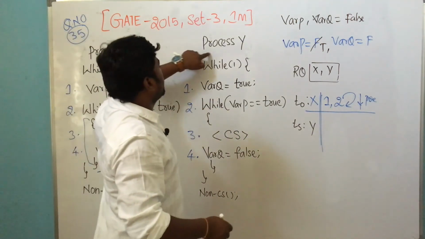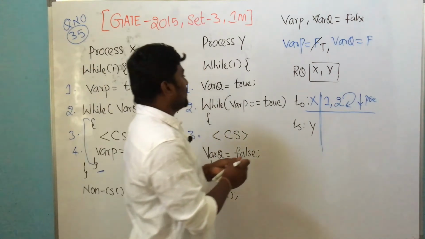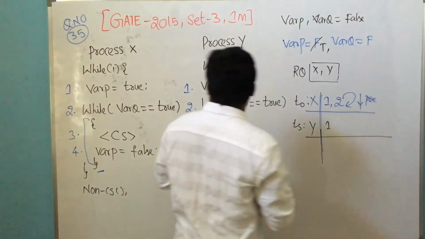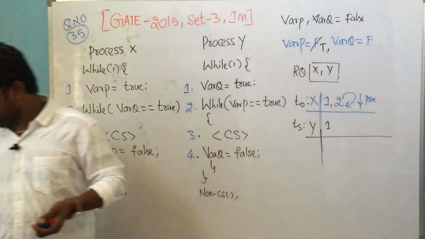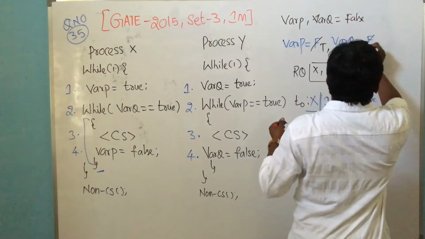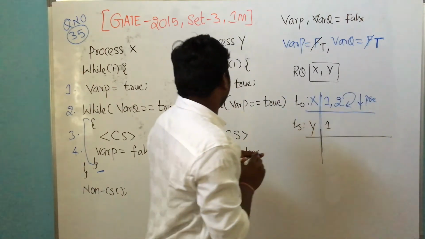Same, it will run initially the non-critical part. If it is interested to enter the critical section, it will run instruction 1. What is instruction 1? Var q equal to true. Look at this. What is the current var q value? False. So make it true. It means it is interested. I am making var q equal to true. Now it is interested.